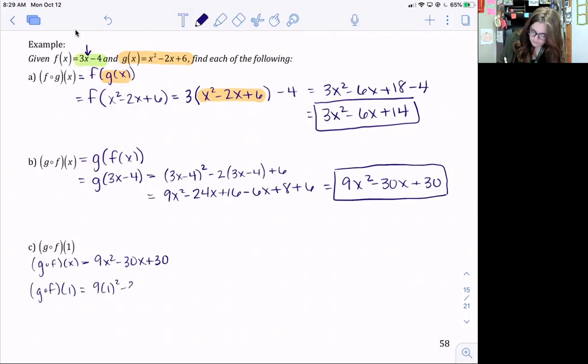And evaluate the function for 1. And that would give us 1 squared is 1 times 9. So 9 minus 30 plus 30 is just 9.